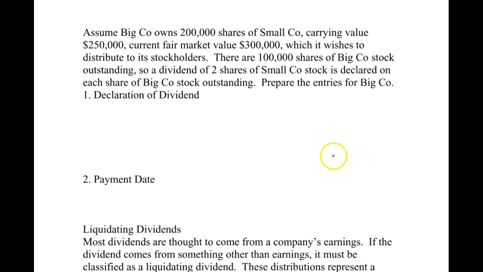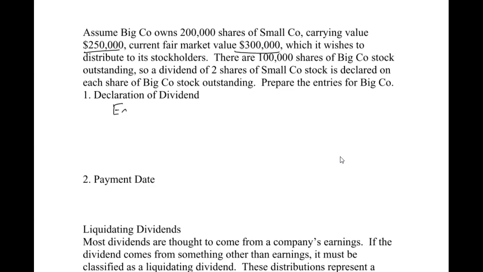So let's look at this example over here. We've got a company. They own 200,000 shares of another company. The carrying value is 250. Okay, so that's what it's on the books at now, their investment. The current market value is 300, which means we're going to have to mark it up from 250 to 300,000, right? Because that's what they're going to distribute. So let's just start with that, okay? So it's on our books at 250. We want to record this dividend at 300,000.